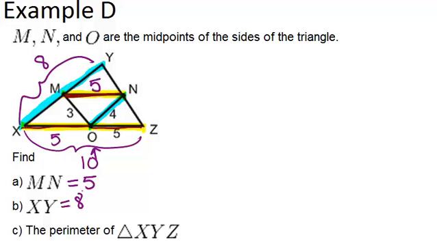Now, in order to find the perimeter of the triangle, we need to know the length of all 3 sides. We know 2 sides are 10 and 8, so we just need to find the length of YZ. YZ is parallel to the midsegment of length 3, which is midsegment MO. That means YZ must be twice the length of MO, so YZ must be length 6. Therefore, the perimeter of the triangle will be 10 plus 8 plus 6, which is 24.